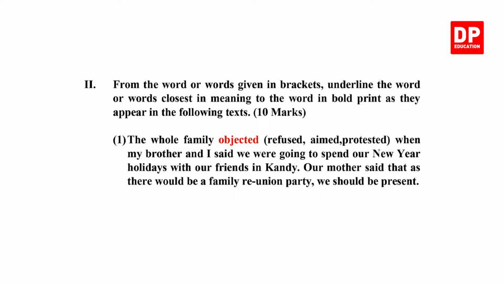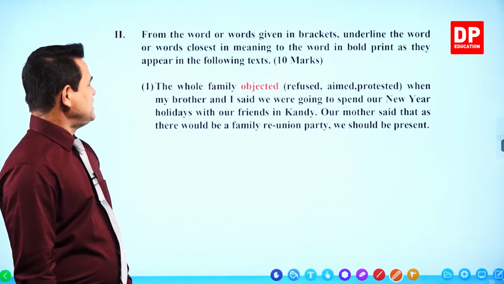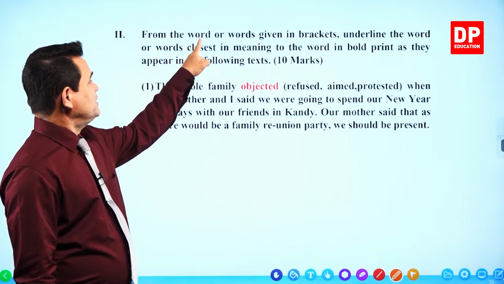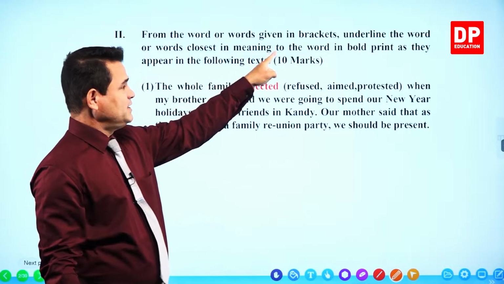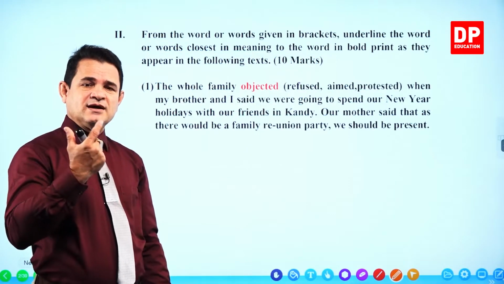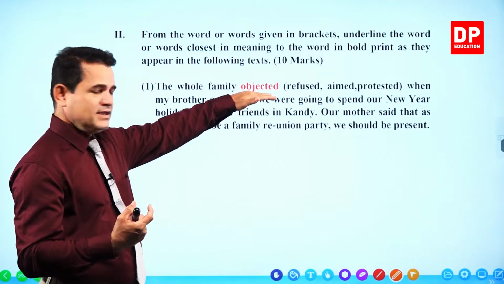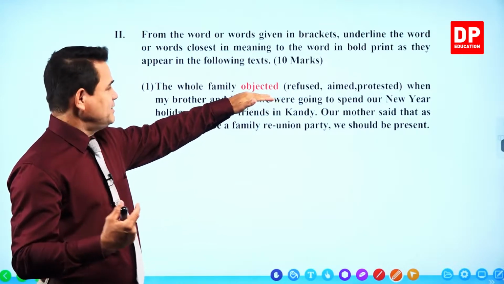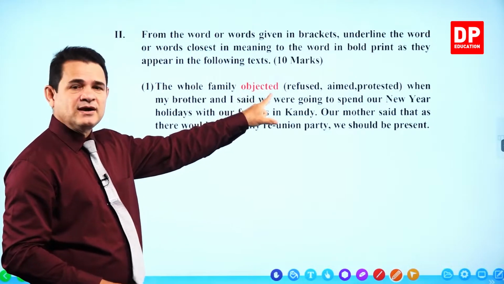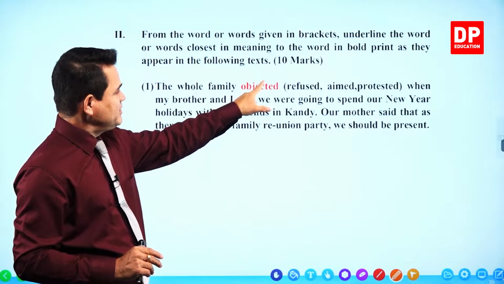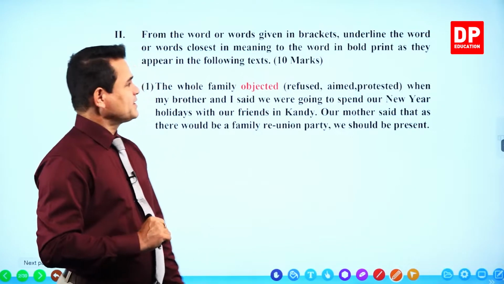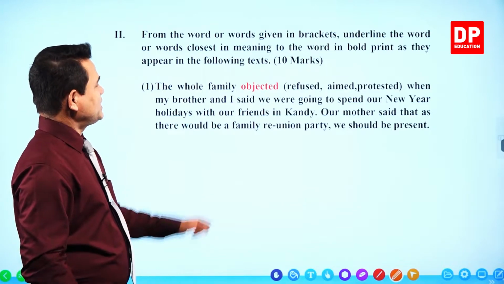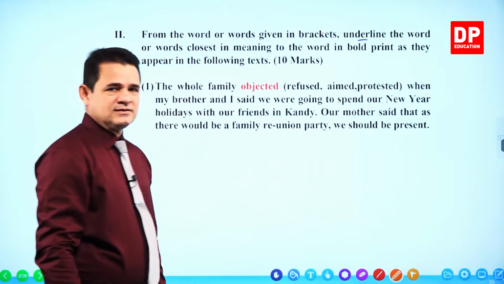From the word or words given in brackets, underline the word or words closest in meaning to the word in bold print as they appear in the following text. So from the word or words given in brackets, මේ වරහන් අස්සේ තියෙන වචන වලින් underline the word or word closest to the meaning in the word in bold print. Bold print කියන්නේ තද කළු අකුරින්. So in your paper you get it in bold print, but I have here given another color for that, so that it's very clear to you. දැන් මේ bold print කරලා තියෙන තද කළු අකුරින් තියෙන කොටස මම වෙන පාටකින් දැක්කුවා. එතකොට ඔයාලට වඩා පැහැදිලි නිසා. Now එතකොට මෙන්න මේ වචනේට ඒ වචනේ තේරුමට ආසන්නම තේරුම තියෙන වචනේ මේ වරහන් අස්සේ තියෙන වචන තුනෙන් තෝරන්න තියෙන්නේ. And then you have to underline it. Select the word and underline it.